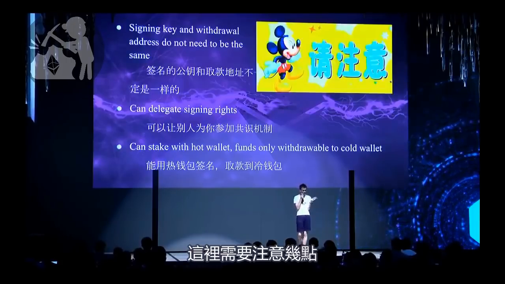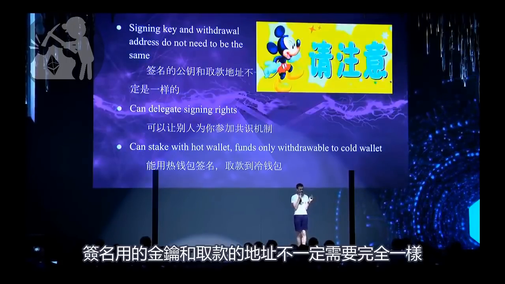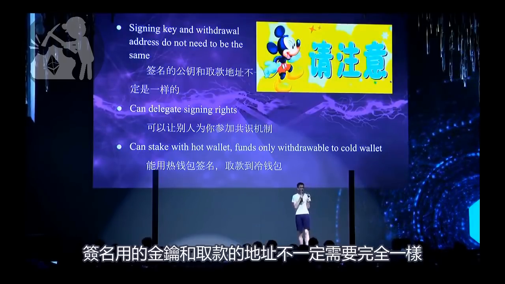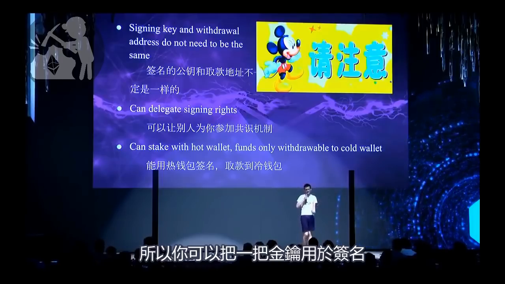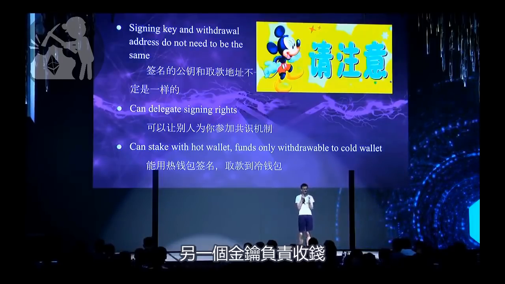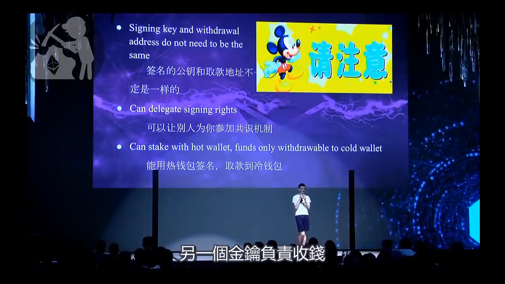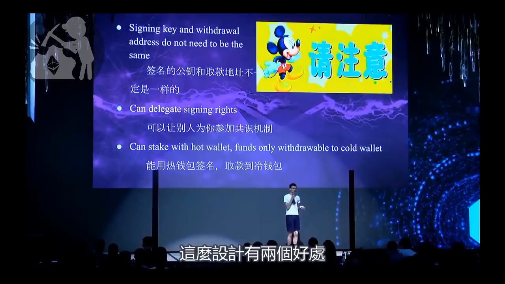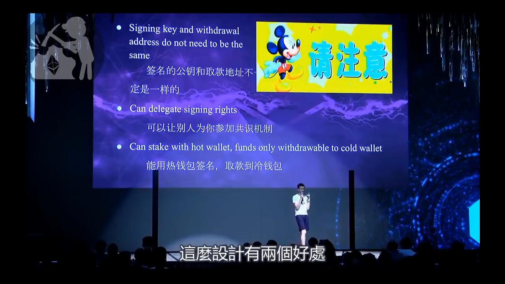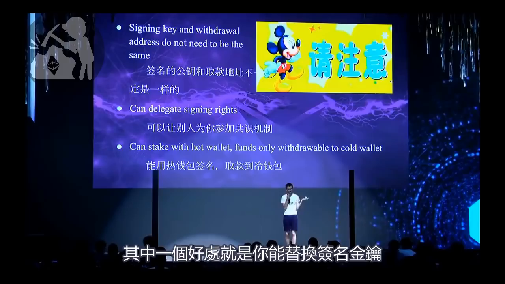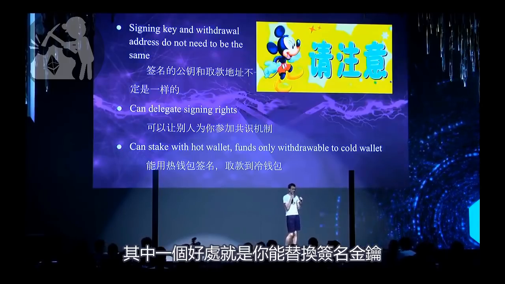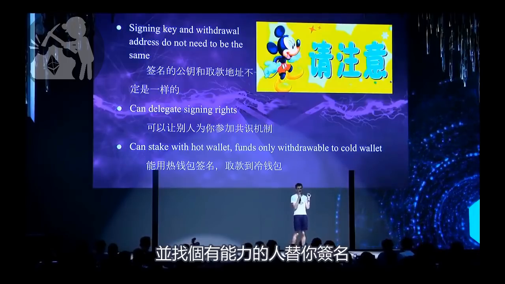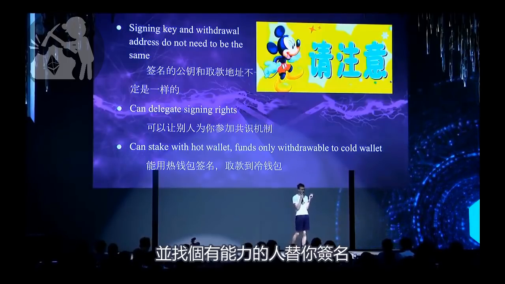So notice a few different things here, right? First of all, the signing key and the key that controls the withdrawal address do not need to be the same key. So you can have one key that's for signing and one key that the money comes from, and you can have the money potentially just get sent back there when you're done. This is designed that way because it gives you two very nice things. One of them is that if you want to, you can delegate signing rights. So you can basically delegate your validator slots and have someone else have the ability to sign on its behalf.